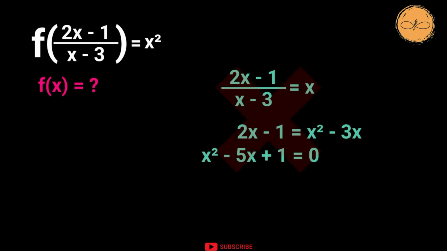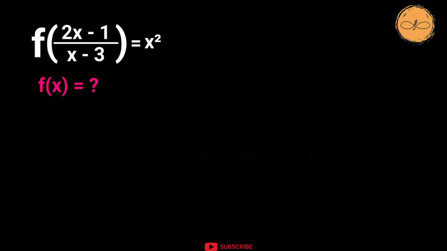So this is definitely not the approach to solve these kinds of problems, and I know that there's been some confusion in a functional equation we've done before, so I'm going to try to clear that up as well. Here's what we're going to do. We're going to set (2x - 1)/(x - 3) equal to another variable. Let's call this y.